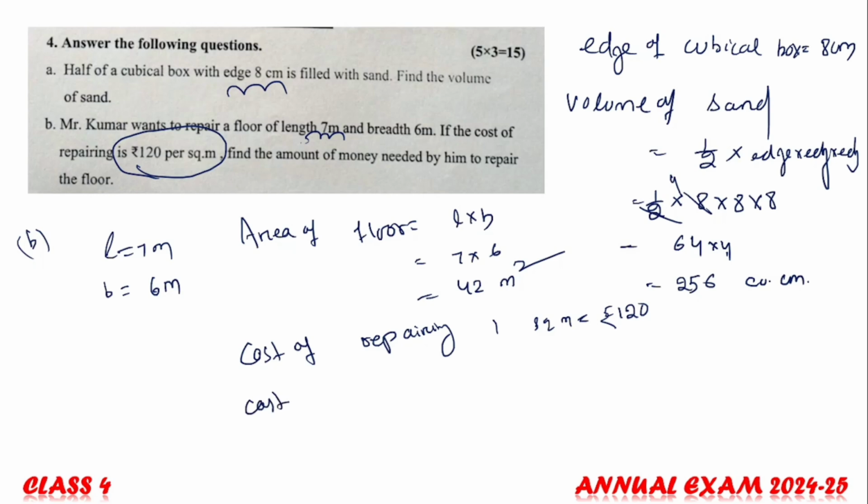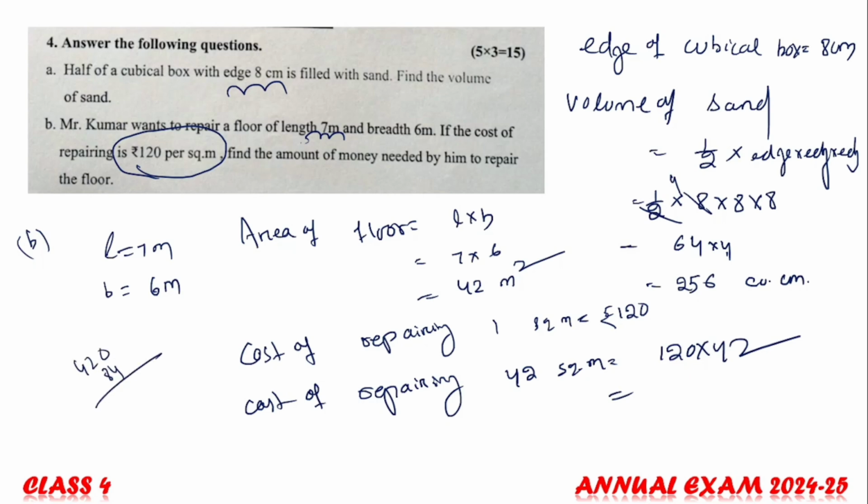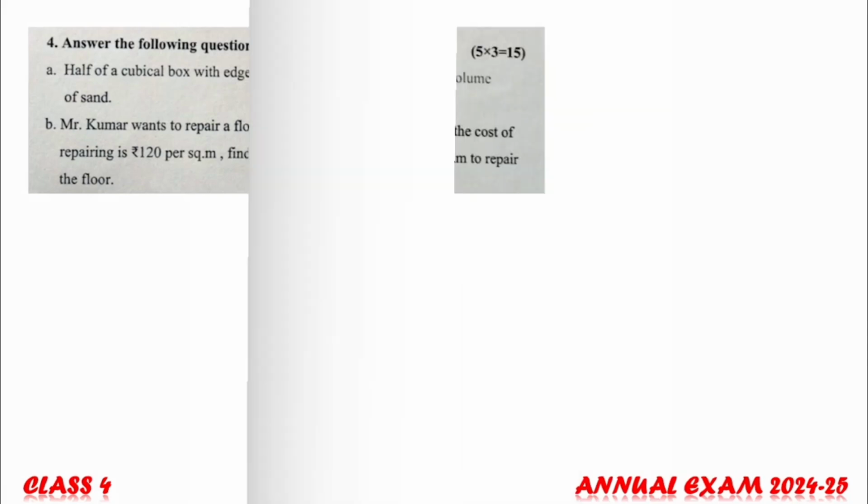Now write down total cost of repairing 42 square meter equal to 120 into 42. Now multiply. 42 into 120 gives 5040, that is 5040 rupees. Find the amount of money needed by him to repair the floor. So therefore write down the money is 5040 rupees. Next.